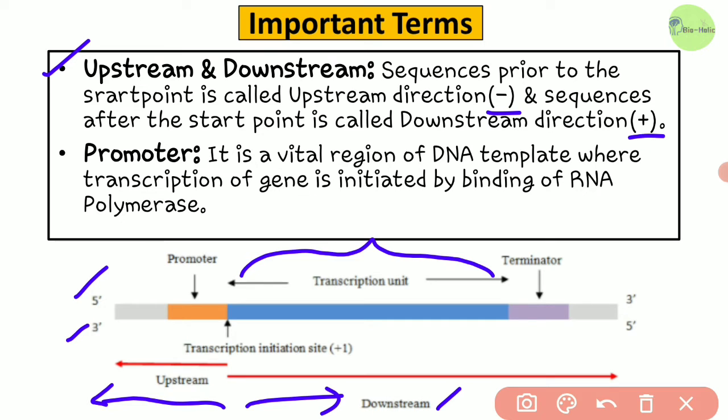Now what is the promoter? Promoter is a region, a vital region I can say, where transcription of a gene is initiated. That means where RNA polymerase or other transcriptional factors can bind with the DNA to start the transcription process.